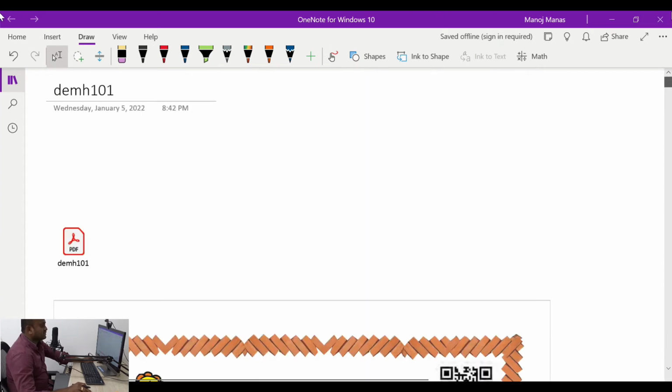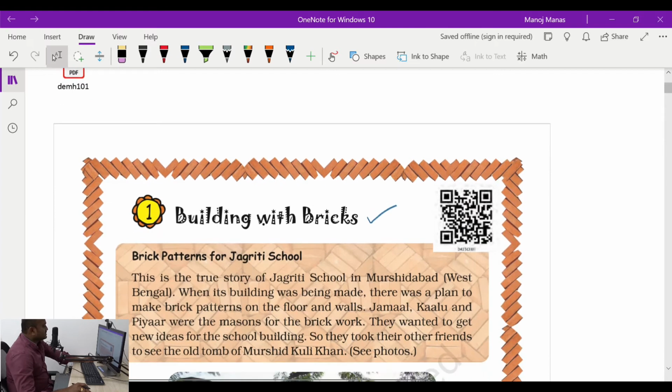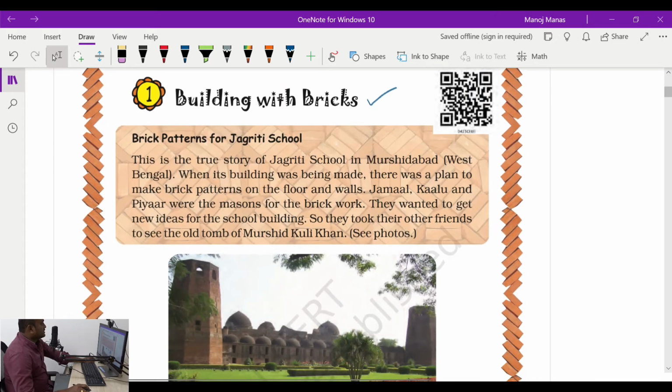I have downloaded this chapter 1 from the website with the help of this QR code. I hope you can do that on your smartphone as well. The first thing is brick patterns for Jagriti school. There is a school called Jagriti school, and for that the masons used different types of brick patterns.